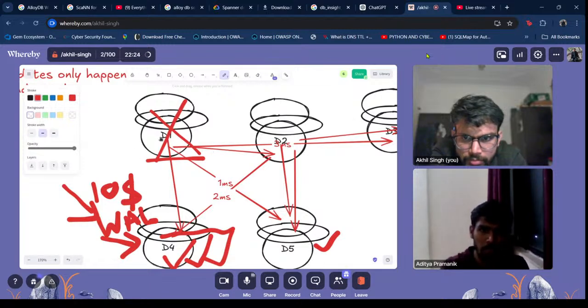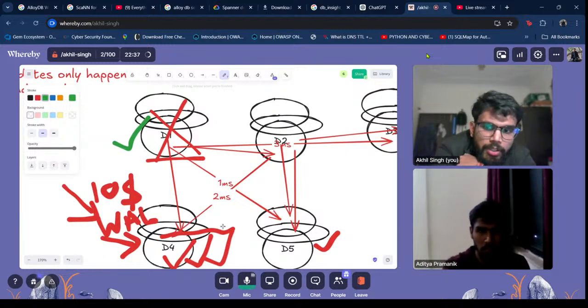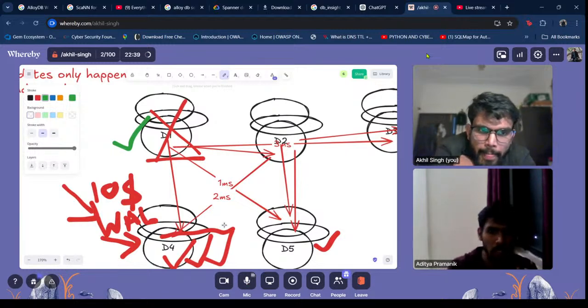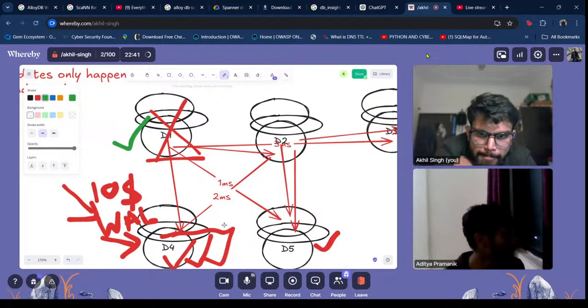And in the meantime, if this pings up again, like this gets back to life, it's alive, now D1 will be a follower. Why? Because only one leader can exist. So this is how the leader and followers are elected. There's one algorithm called the consensus algorithm.